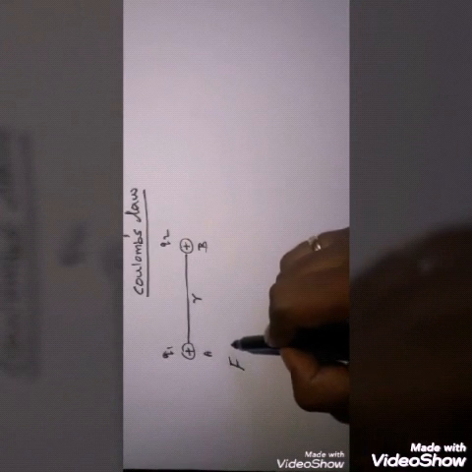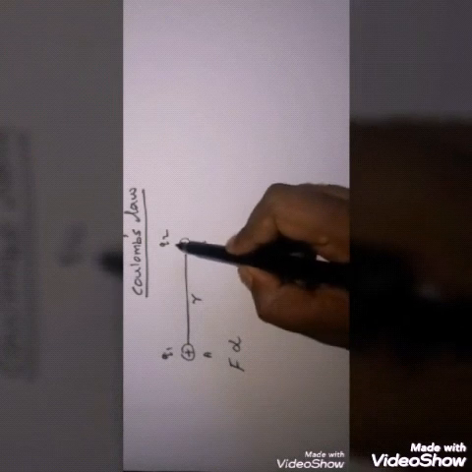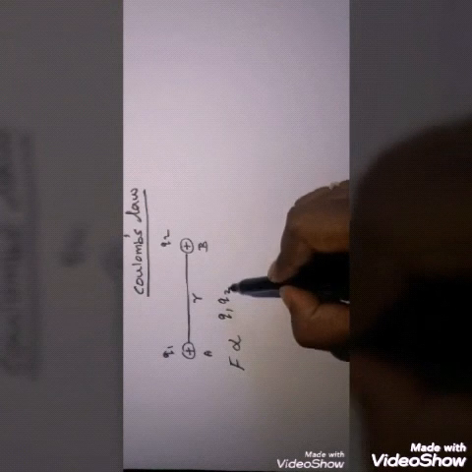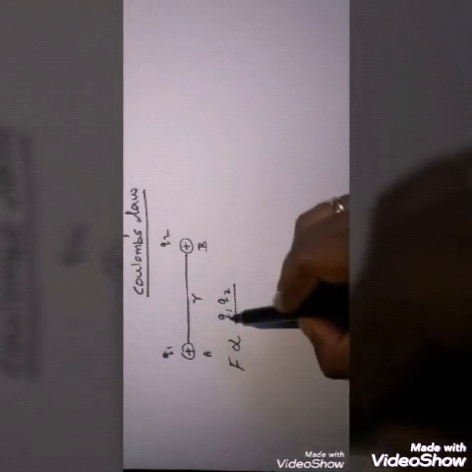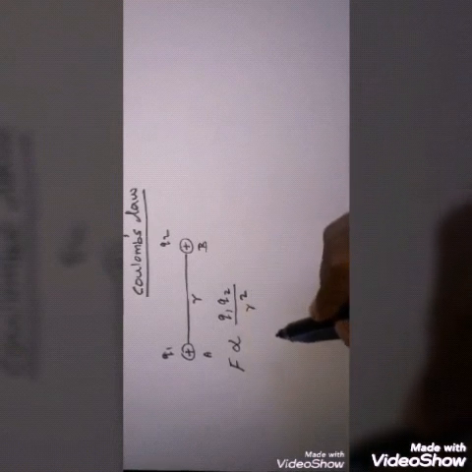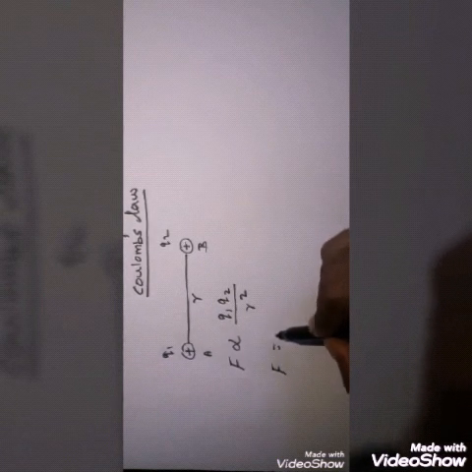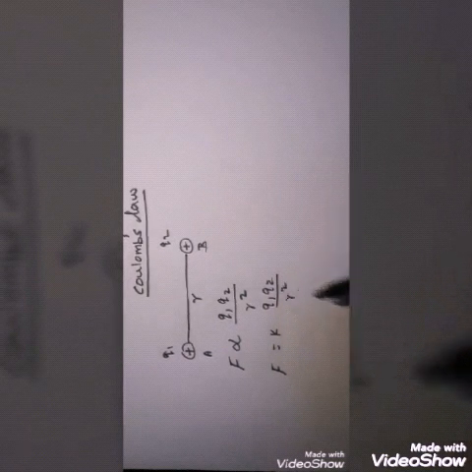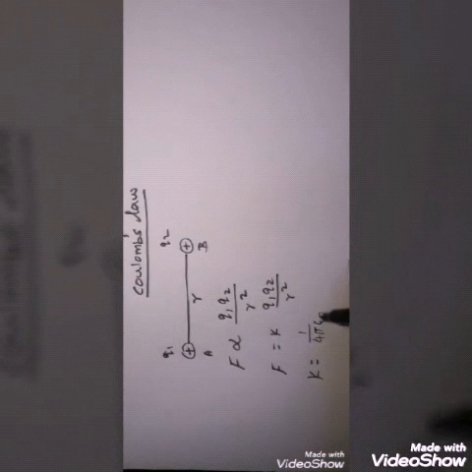The force is directly proportional to the product of the magnitude of the 2 point charges and inversely proportional to the square of the distance between them. We have to remove this proportionality and introduce one constant, K. So F equals K Q1 Q2 by R square. K is nothing but 1 by 4 pi epsilon naught.